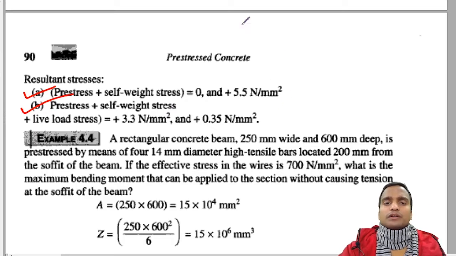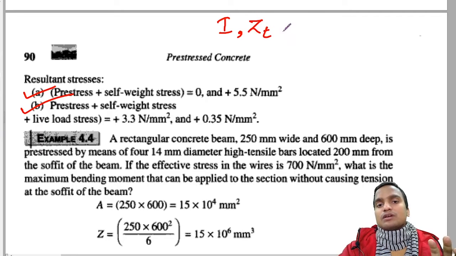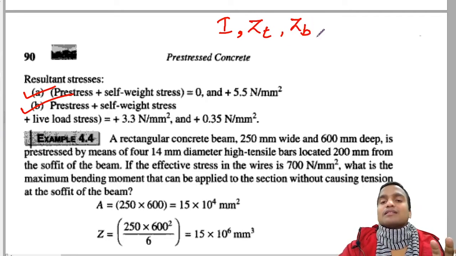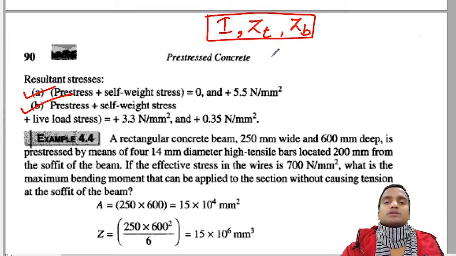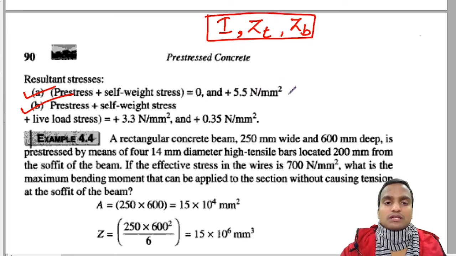Once we have calculated the value of I, YT and YB from the centroid of the unsymmetrical section, and then ZT and ZB, and a little tabular distribution like this, everything is done. Okay, so this is how pre-stress is analyzed in case of an unsymmetrical section.